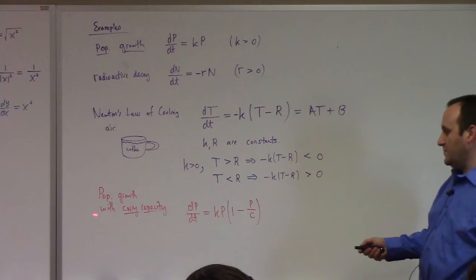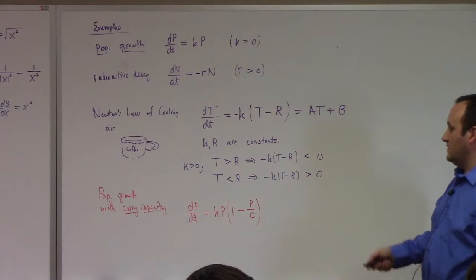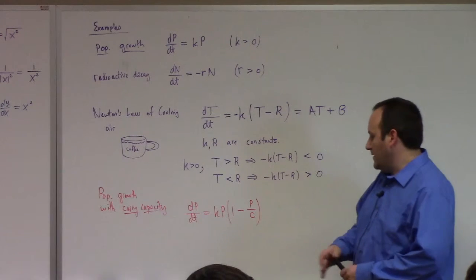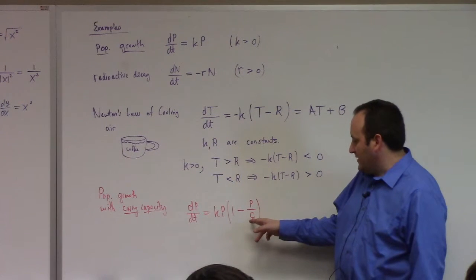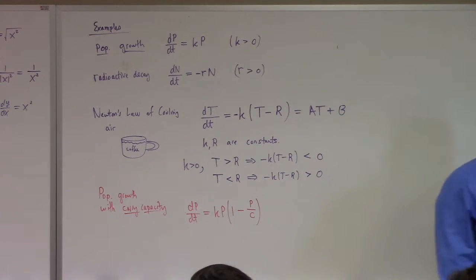Another example would be population growth with carrying capacity. So this guy is like a modification of that one. Look what happens. So like this C is the so-called carrying capacity. What happens if P equals C? What's dP dt? Right? What if P is greater than C? Yeah, it's negative. What if P is less than C? It's positive, right?